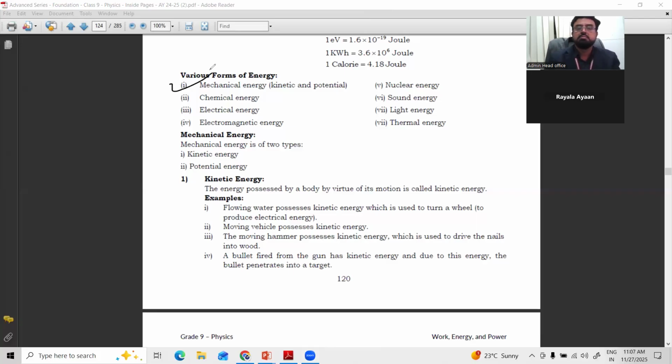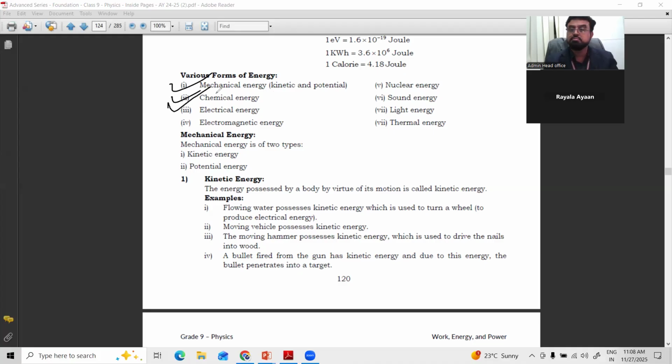Mechanical energy means either energy possessed by a moving body or a body at rest. Energy possessed by a moving body is called kinetic energy, and energy possessed by a body at rest is called potential energy. Right? So both together are called mechanical energy. Muscular energy also comes in this category. Chemical energy: in the chemistry laboratory you have so many chemicals which have their own energy to do work.